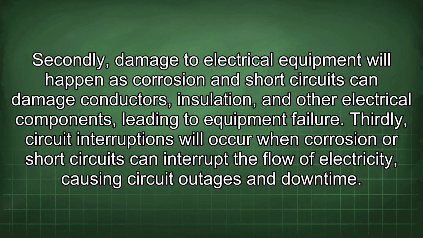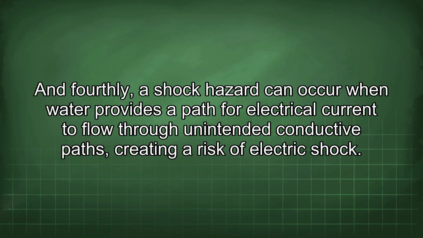Secondly, damage to electrical equipment will happen as corrosion and short circuits can damage conductors, insulation, and other electrical components, leading to equipment failure. Thirdly, circuit interruptions will occur when corrosion or short circuits can interrupt the flow of electricity, causing circuit outages and downtime. And fourthly, a shock hazard can occur when water provides a path for electrical current to flow through unintended conductive paths, creating a risk of electric shock.